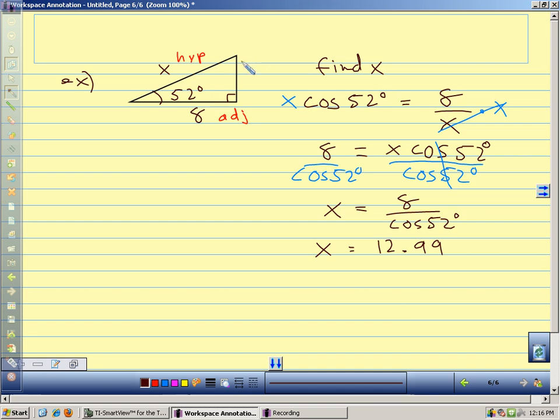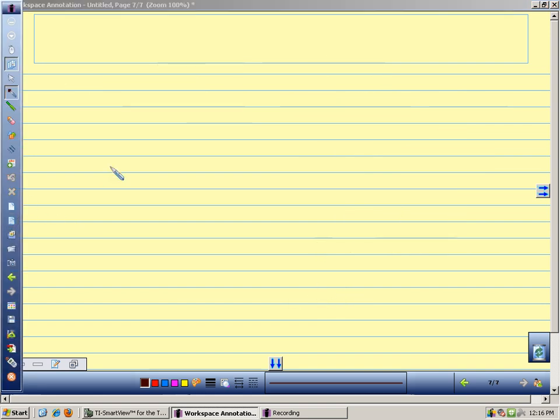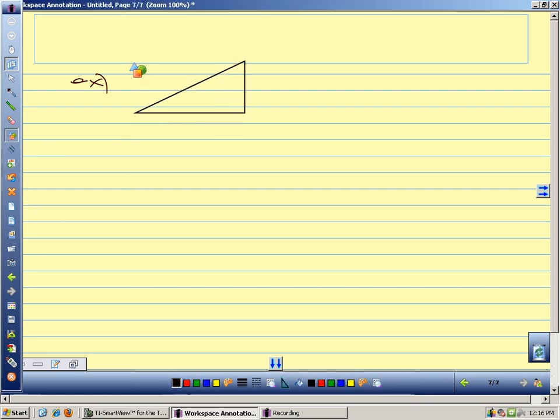So we just labeled our triangle, picked our ratio. Finally, after we went through all three of them, we picked cosine. And wrote our equation, solved for what we needed. All right, let's look at one more example and we'll be done. So here's our triangle for this example.